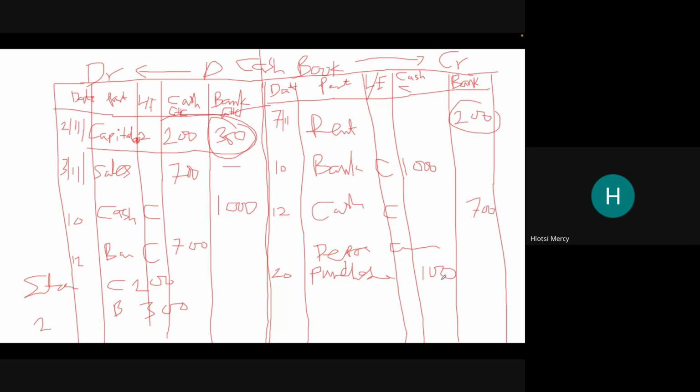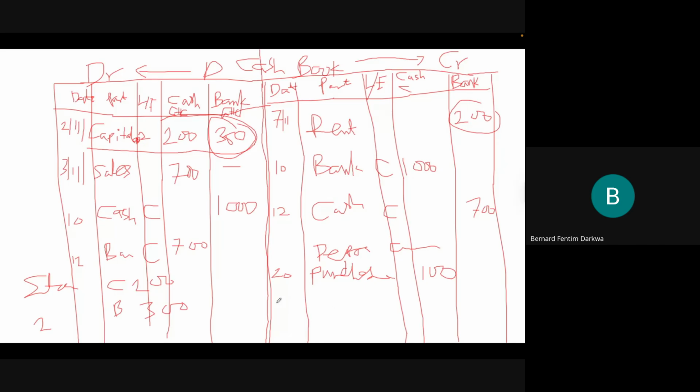When the question is silent, the immediate mode of transaction is cash, unless otherwise stated that it is by cheque. So if they say they bought a motor vehicle by cheque, 3,000, it's between motor vehicle and bank. If they bought it with cash, it's between motor vehicle and cash. So all you need to do is, since they bought, you are at the credit side, either bank or cash. Once you are going to buy, money is going out, so the recording will be at the credit side here.